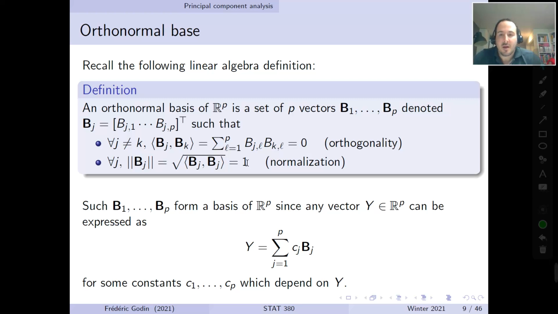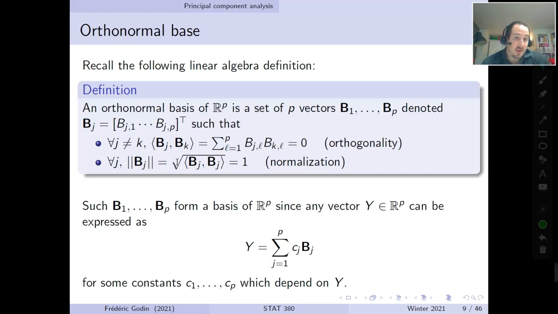And if each vector is normalized, so the norm of each vector, which is the square root of the scalar product between b and itself, is equal to 1. So this is the normalization condition. So we say that a set of vectors forms an orthonormal basis of Rp if there are p vectors that are orthogonal and normalized. So orthonormal stands for orthogonal and normal.